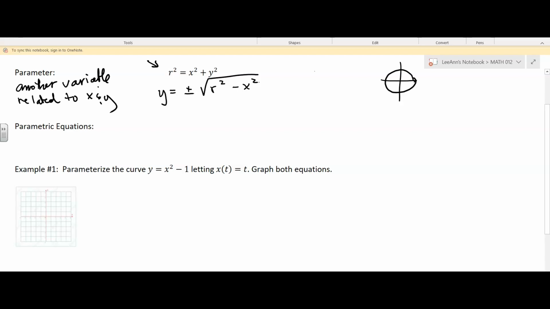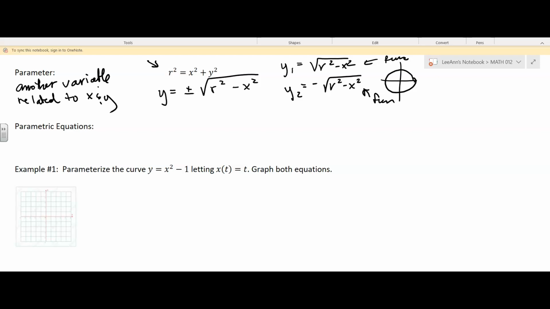However, we could split it up. We could say, well, let's have one equation that does just the positive part, and another equation that does just the negative part. Well, now each of these is a function, and this is a function. Okay, so kind of what we want to do, thinking along those lines.